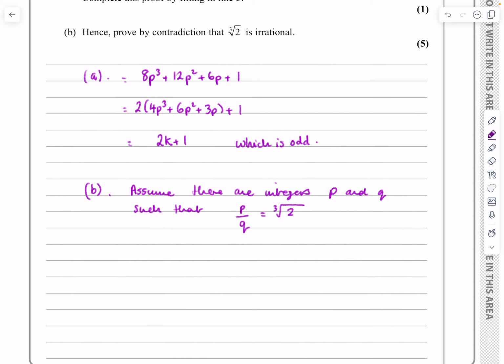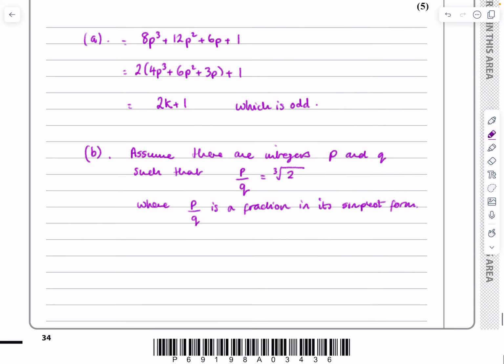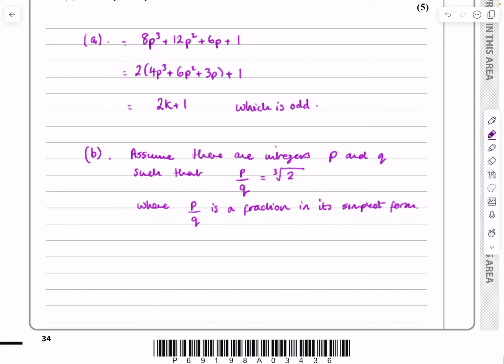Now what I need to do is to just add in the proviso where p over q is a fraction in its simplest form. This is how we're going to get to do this one. In its simplest form, there must be a fraction, and you'd cancel it down. If it was 6 over 8, you'd call that 3/4. If it was anything where there was a factor in it, you would cancel it down. So I'm going to make that assumption there, and what I'm actually going to do is I'm going to show that p and q both work out to be even, in which case it's not in its simplest form. That's the way to do it.